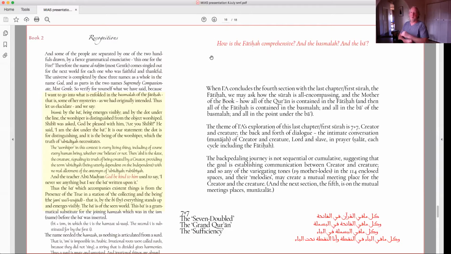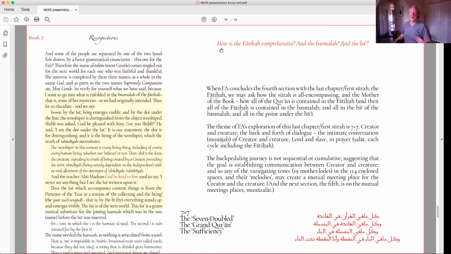Okay. So we're asking, how is the Fatiha comprehensive? And then we get to the saying usually attributed to Ali, but Ibn Arabi has Shibli here, the red at the bottom. Everything which is in the Qur'an is in the Fatiha, and everything which is in the Fatiha is in the Basmala, the Bismillah ar-Rahman ar-Rahim, and everything which is in the Basmala is in the Ba, the letter B, and everything which is in the B is in the point, and I am the point under the letter B. So we'll be looking at that.